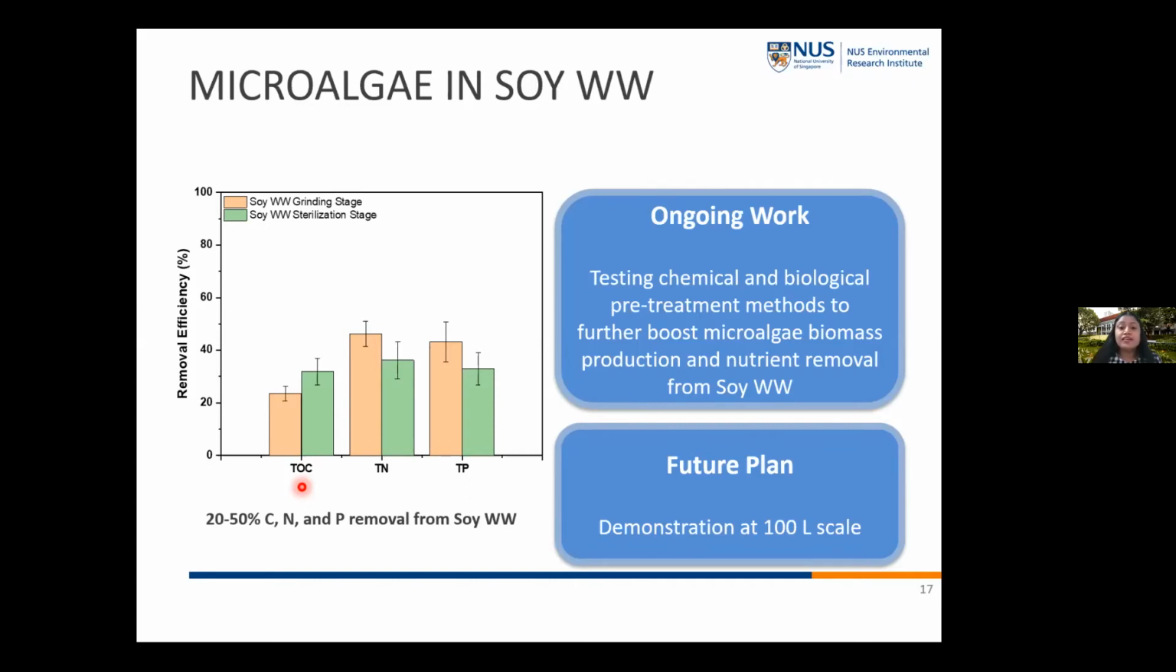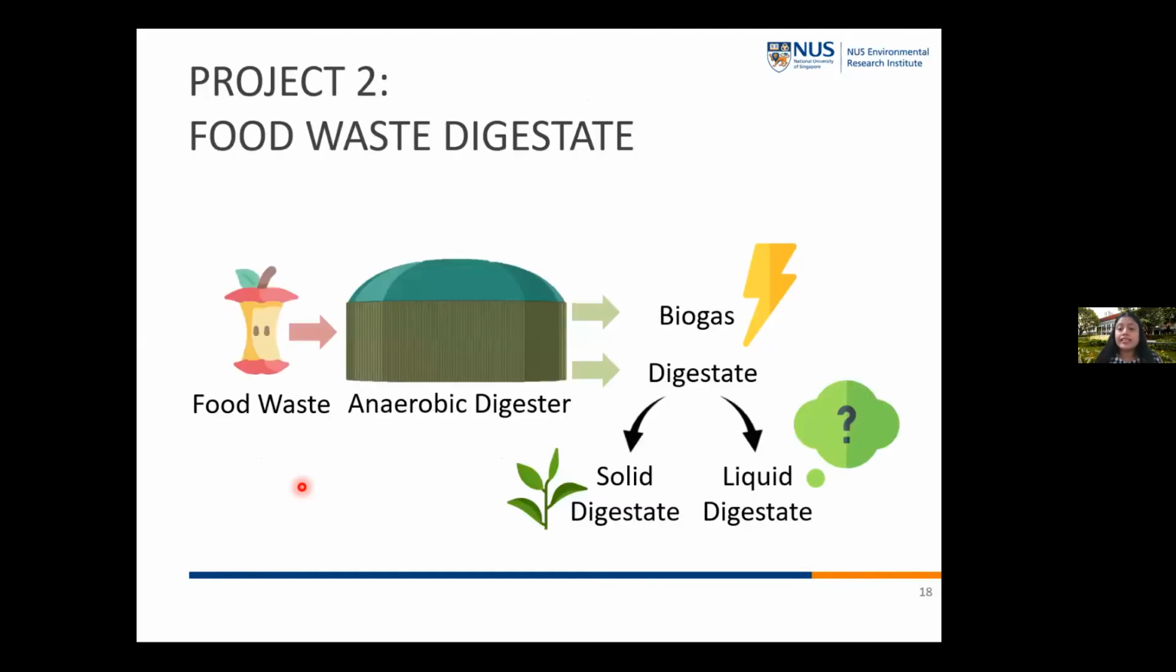Now, let me take you to the second case study that we have been looking at. It's from food waste digestate. This is not exactly a food processing wastewater, but it is also a very interesting kind of medium that can be used to grow microalgae.